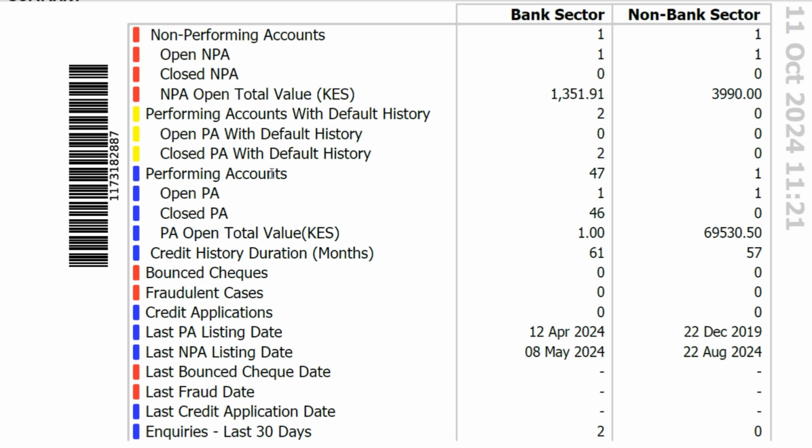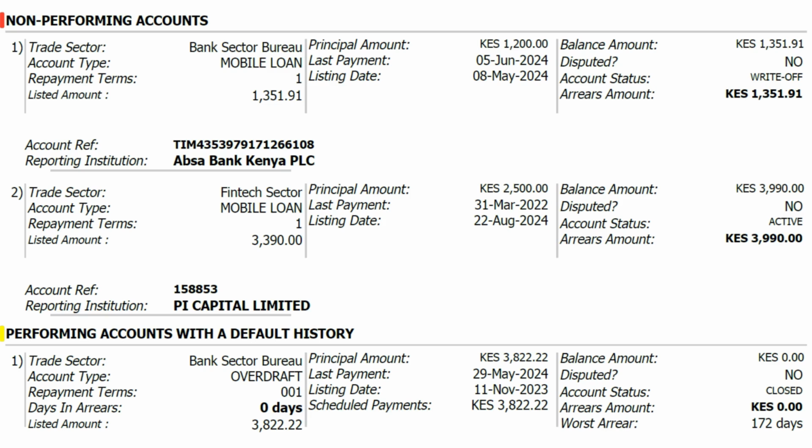Institutions that are regulated by CBK have been licensed to report to CRB. They usually submit reports to the CRB, and when they submit these reports, if you have failed to pay and you have been listed, it will be reported as such. So that was the summary. Now let's go and look under each that we have just discussed in detail.